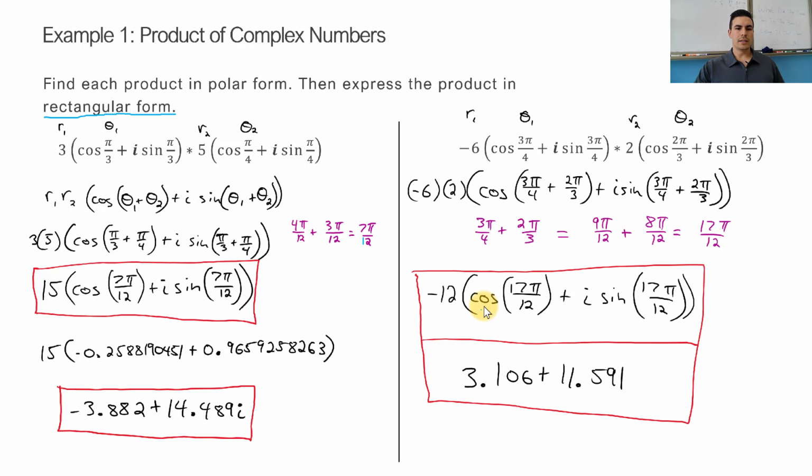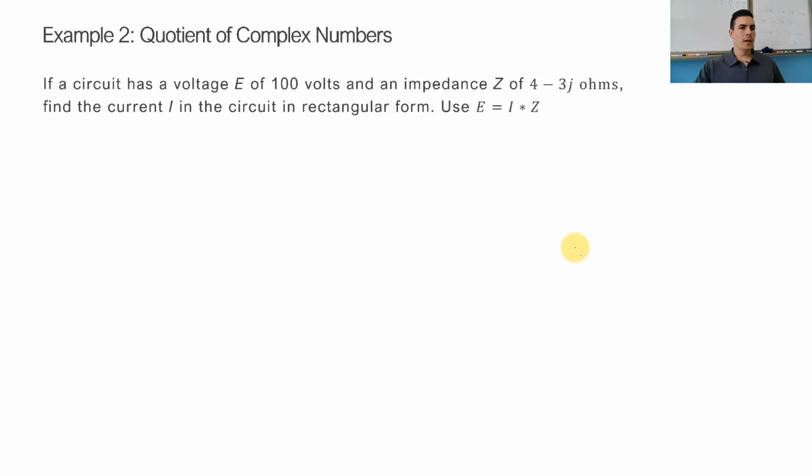All right, hopefully you got these answers right here. And if so, I'll go ahead and move on to example 2. Example 2, we have a circuit with a voltage E of 100 volts and an impedance of Z. That's going to be 4 minus 3J ohms. Again, J here is just another representation of an imaginary number, right? It's kind of like I. We can also see that written as J. Find the current I in the circuit in rectangular form.